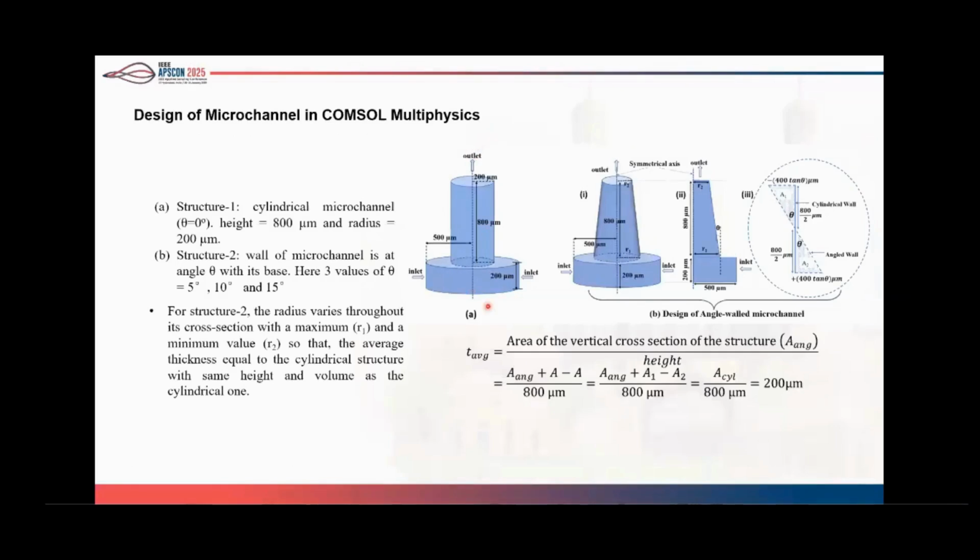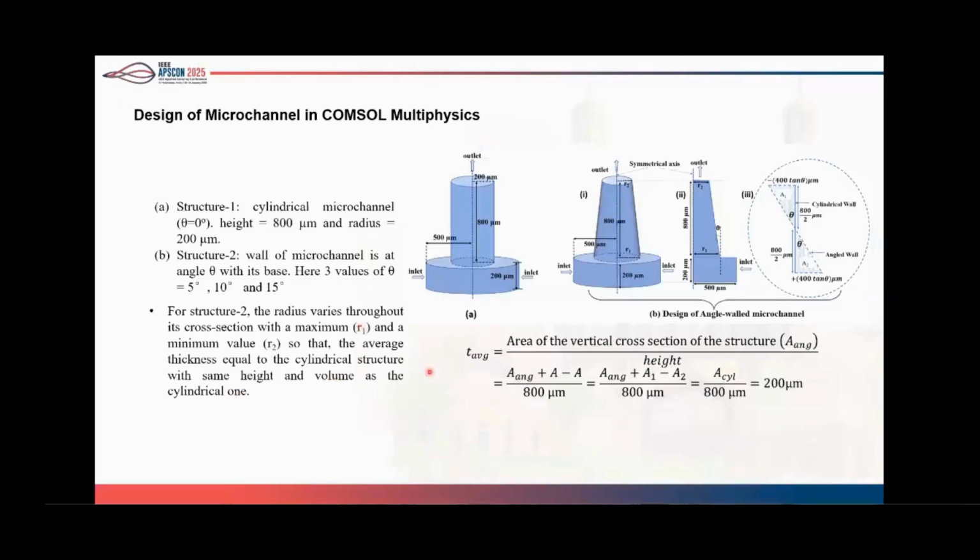And similarly, another is the angled wall. So with respect to the reservoir, the wall of the microchannel has some angle. It is designed in such a way that the average thickness all the way through the microchannel remains constant, that is 200 micrometer, which is equal to the cylindrical one.